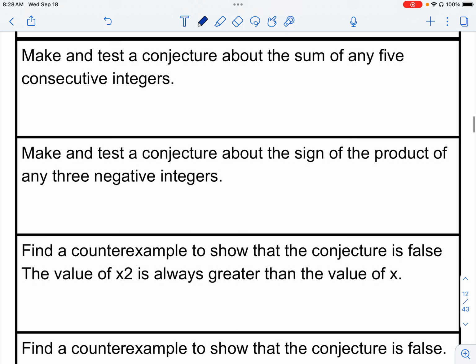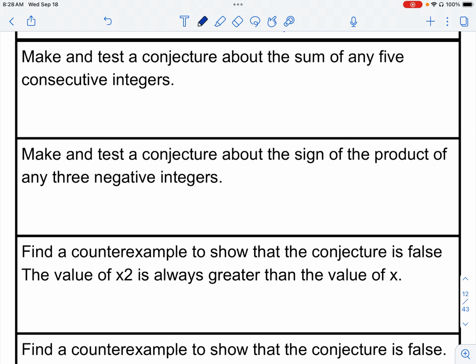Okay. Move right along. Make and test a conjecture about the sum of any 5 consecutive integers. All right, so let's add some up. 2 plus 3 plus 4 plus 5 plus 6. 4 and 6 is 10. 2 and 3 is 5, plus 5, so that's 20. Well, 20 is 4 times 5. Okay, so let's do another one.